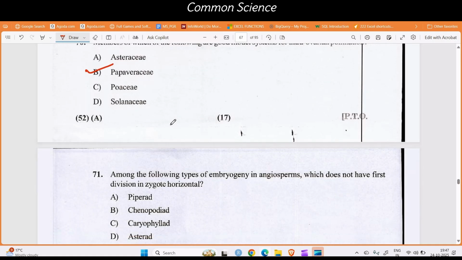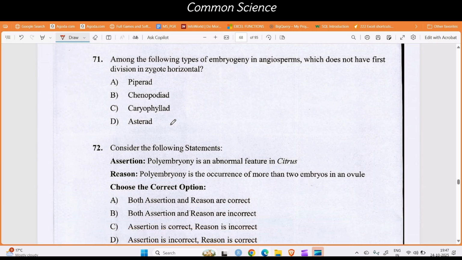Okay. Question number 71. Among the following types of embryogeny in angiosperms, which does not have the first division in the zygote horizontal?